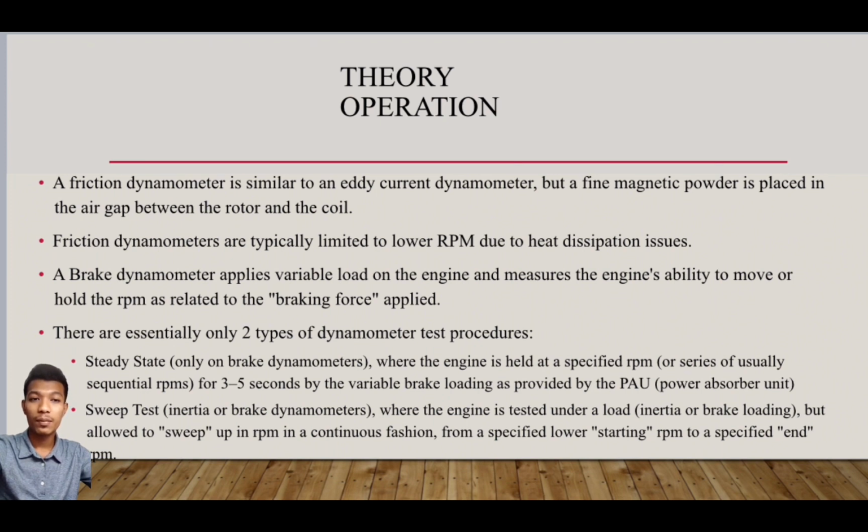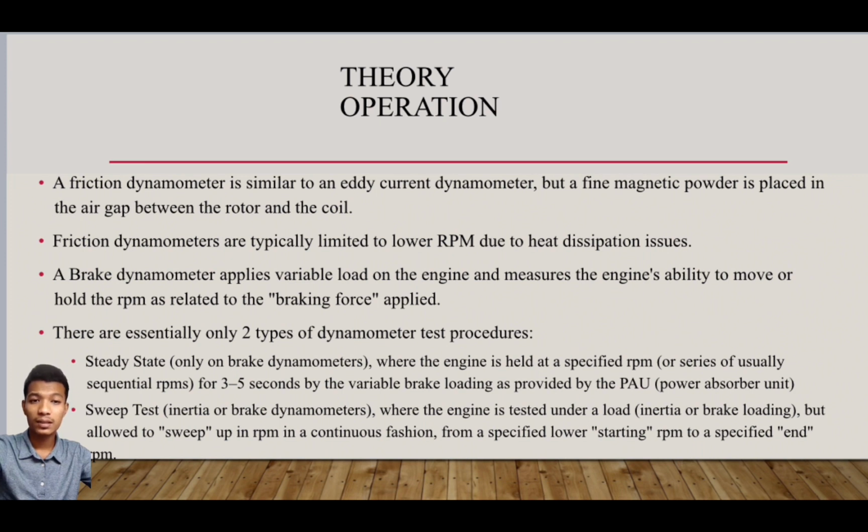A brake dynamometer applies a variable load on the engine to measure the engine's ability to move. All RPM is related to the braking force applied. There are essentially only two types of dynamometer test procedure. First, steady state, only on a brake dynamometer, where the engine is held at a specified RPM, or a series of usually sequential RPMs, for 3 to 5 seconds by the variable brake loading as provided by the PAU, or power absorber unit.